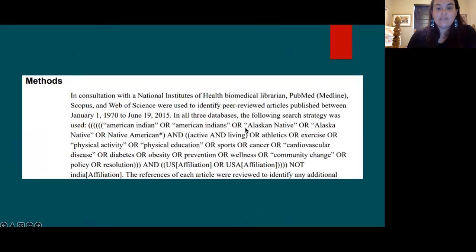And in those databases, we used a search strategy. So here are your Boolean operators and MeSH terms that we talked about in the literature review lecture. It's really specifying, you see ors and ands. And then we also specified US or USA affiliated, so it had to happen in the United States and not in India, and the reference of each article was reviewed. We'll talk about that in a minute, but we were very, very specific on the terms we used and where the studies were conducted.